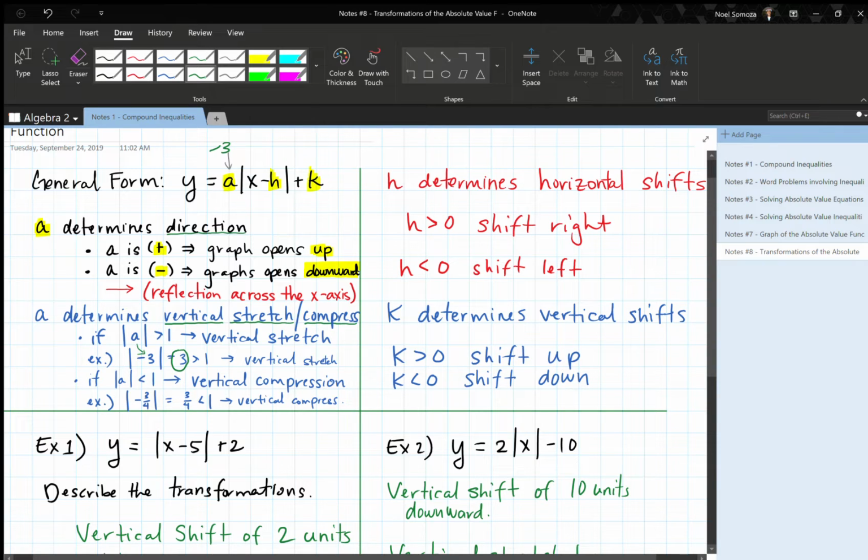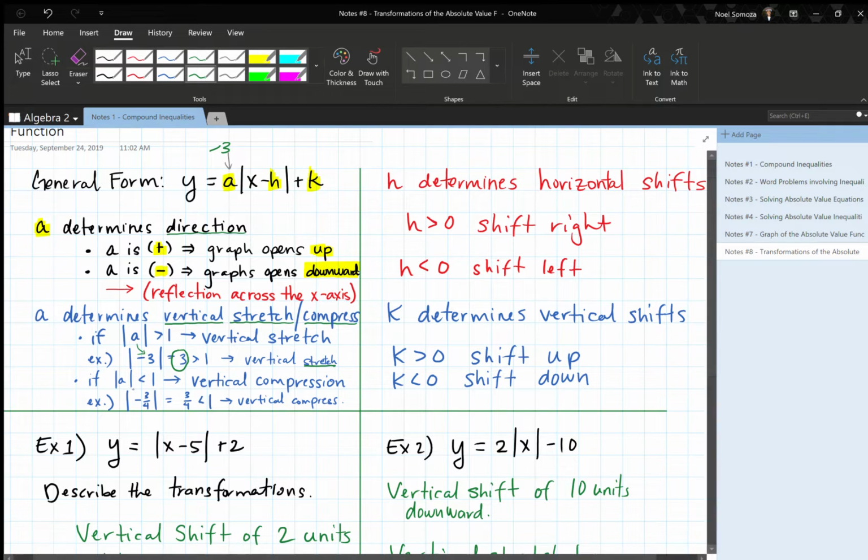Is it bigger than 1? Or is it a small number smaller than 1? In this case, by taking the absolute value, that shows me that even though it's a negative number, the size is 3. And if I have a number that's bigger than 1, then that's going to cause my graph to stretch, which means we're going to pull it. It's going to become more narrow.